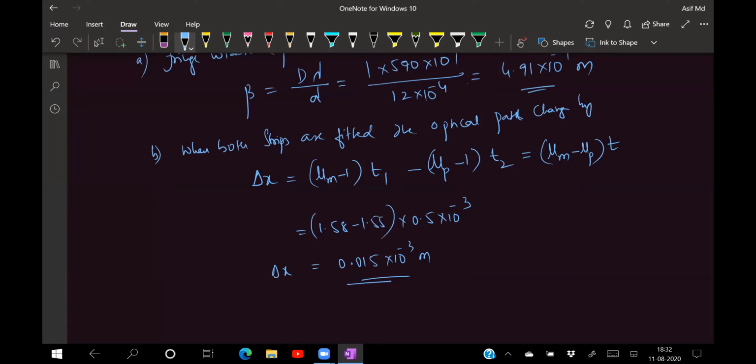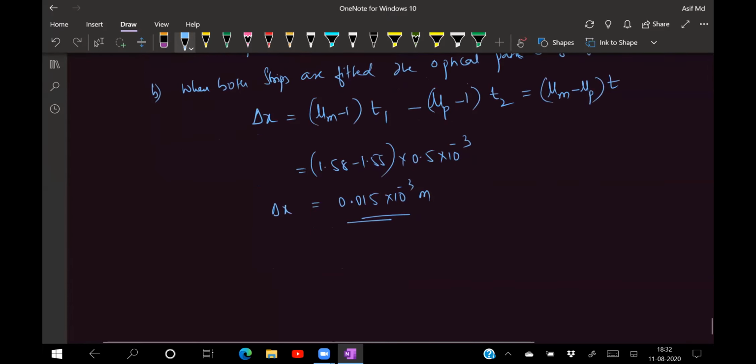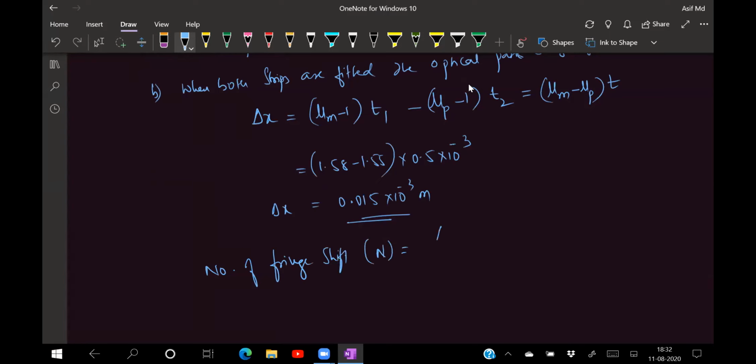What is being asked here? At what distance from the center will the first maxima be located, isn't it? Let us first calculate. I got the value of delta x. So let us see how many fringes will be shifted. You know how to calculate the number of fringes shifted. I told you the formula. N is equal to delta x divided by lambda. What is the delta x value? 0.015 into 10 to the power of minus 3 divided by lambda. Lambda is 590 into 10 to the power of minus 9.